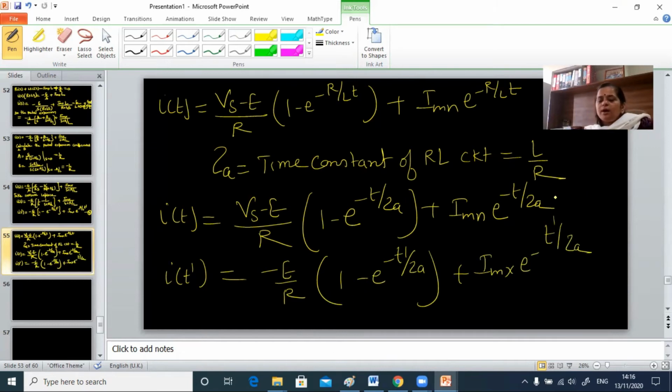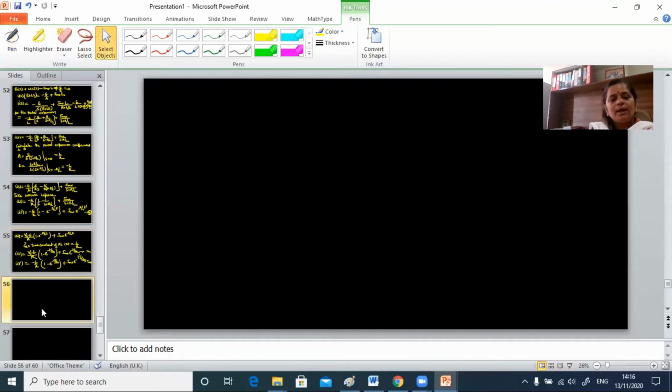So this is during on time, and this is the expression during off time. So I have calculated the first thing, that is the expression of current during on time and the expression of current during off time. Now the third thing I am going to calculate is I minimum and I maximum.